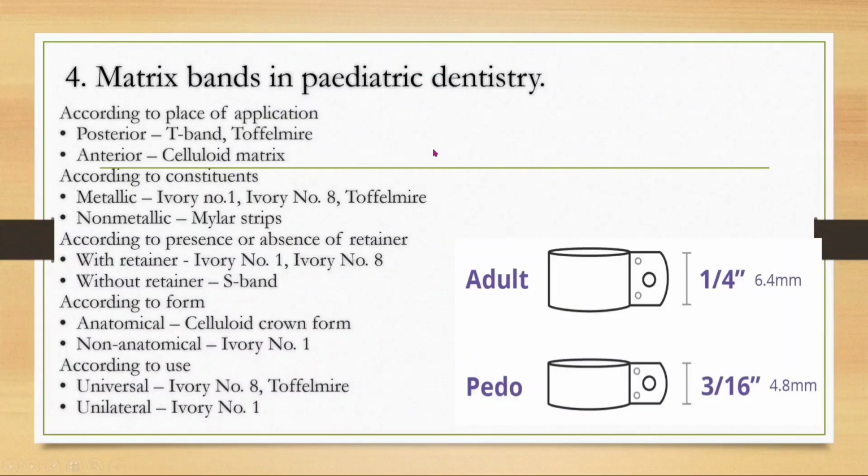So what are the matrix bands in pediatric dentistry? We have many classifications: posterior, anterior, metallic, non-metallic, with retainer, without retainer, anatomical, non-anatomical, universal and unilateral. All are various classifications: adult, pedo.